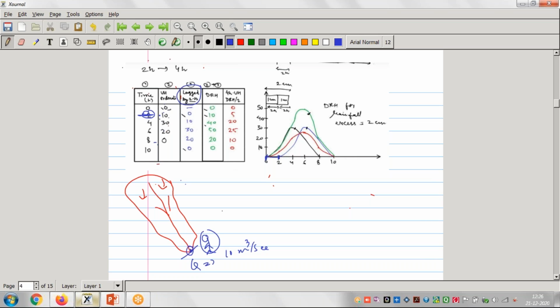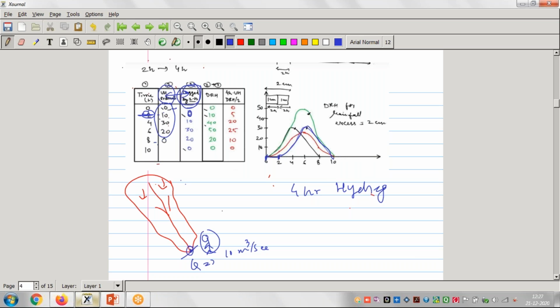This will start from 0. So here we will keep the same ordinates just by lagging 2 hours, and it will be 0, 10, 30, 20, 0. And again we will draw the same graph here. This blue will be this one, right? Now, this is a 2 hour unit hydrograph and this is a 2 hour unit hydrograph. When we add these two, we will get the 4 hour hydrograph, right?